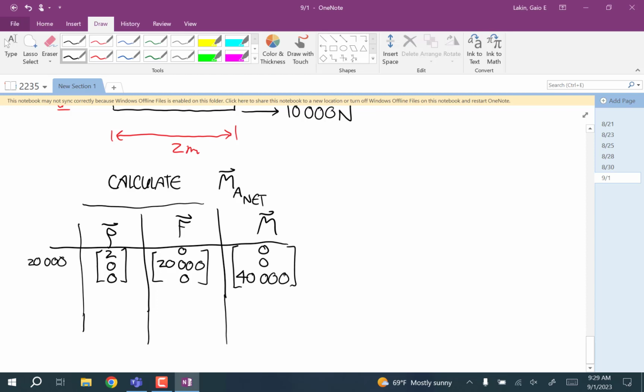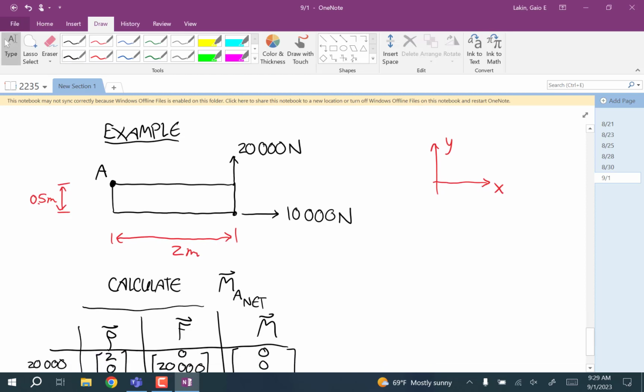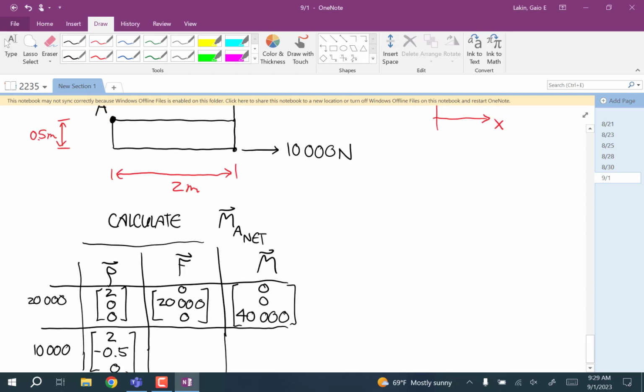Okay, so that's the first one. There's another force. So now we'll do the 10,000 Newton force. So what's the rho vector for the 10,000 Newton force that's acting here? 2, -0.5, 0. Everybody see that?